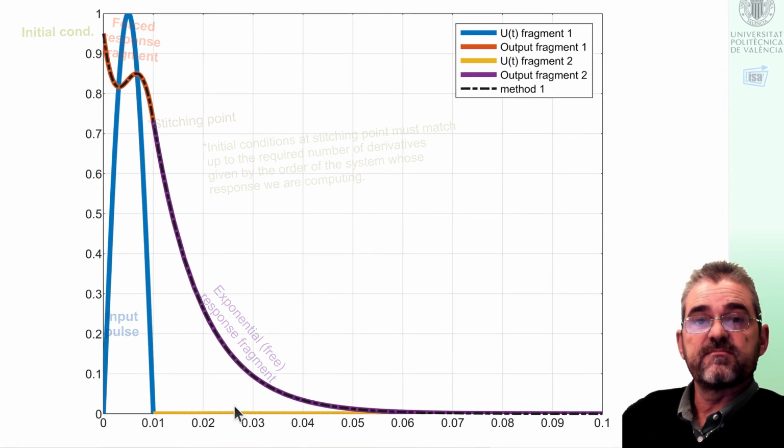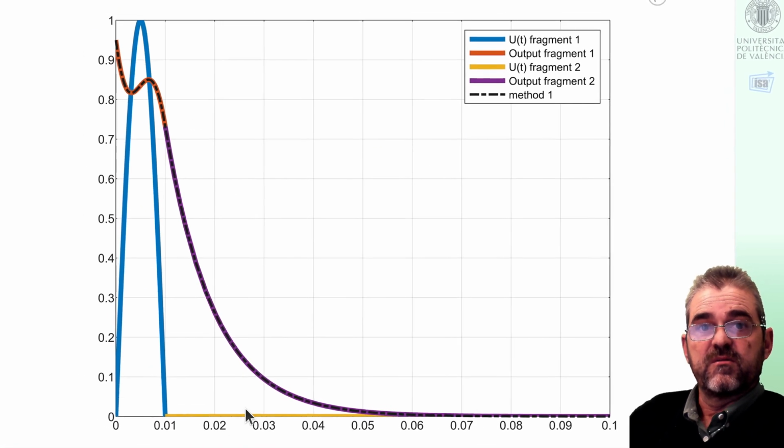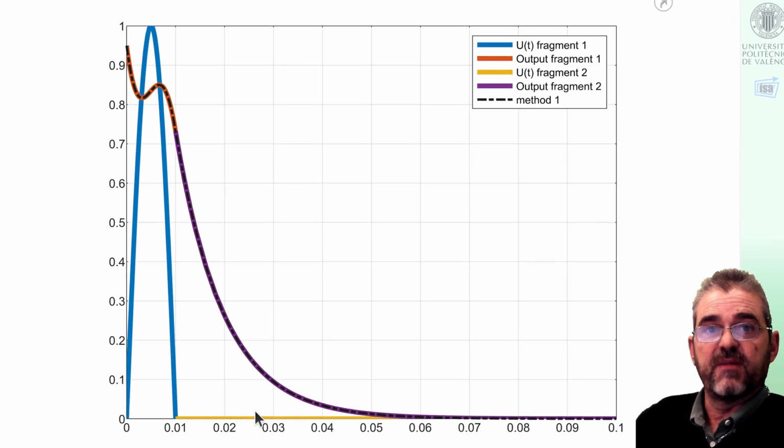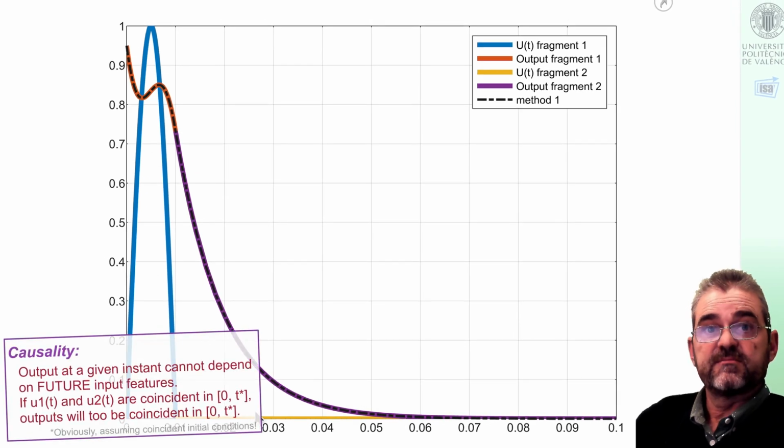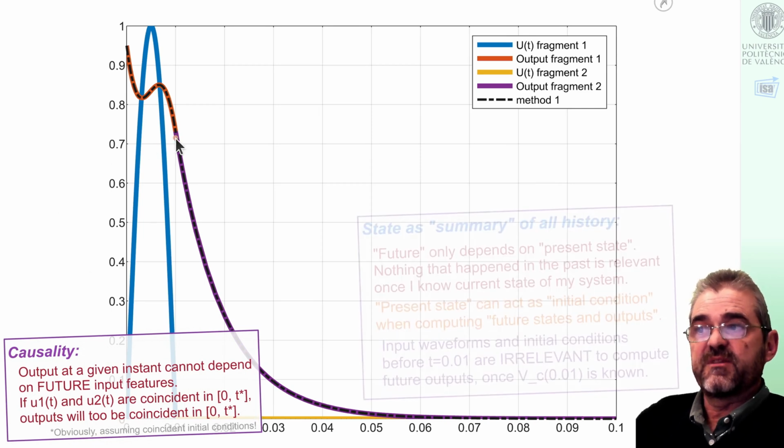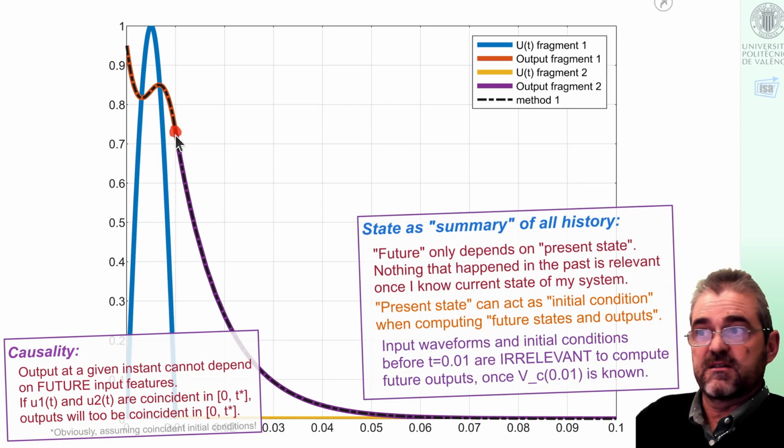So with this methodology, we can compute the output to piecewise inputs based on causality and on the concept of state, saying that whatever happened in the past is summarized in the charge of the capacitor at this instant. The future will only depend on the capacitor state at this instant, and it will not depend on which input waveform or initial conditions were used in the past to reach this voltage.